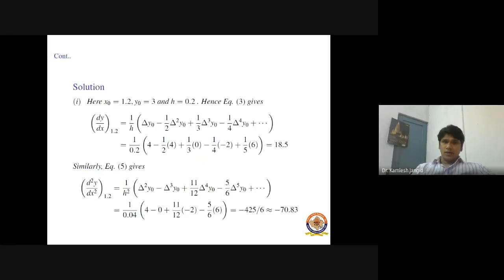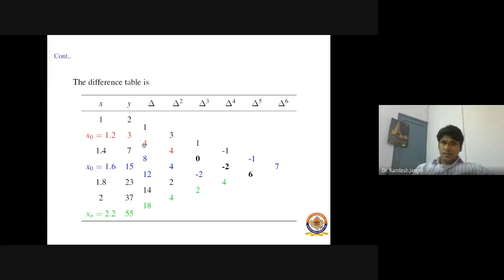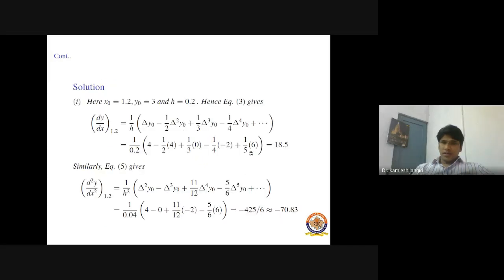So here, in the first case, x0 equals 1.2, so the corresponding value is y0 equals 3, and h equals 0.2 because the given points are equispaced. Hence equation 3 gives dy by dx at 1.2, which is given by 1 upon h times this expression. We put in the required values of del y0, del 2y0, del 3y0, del 4y0, and del 5y0, which are basically these values. If you put these values in this relation and simplify, then we get the first derivative at x equals 1.2 equal to 18.5.